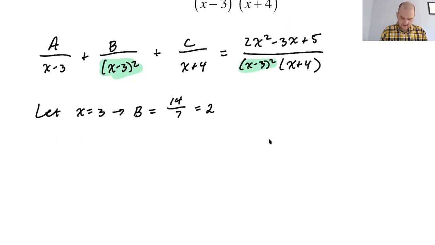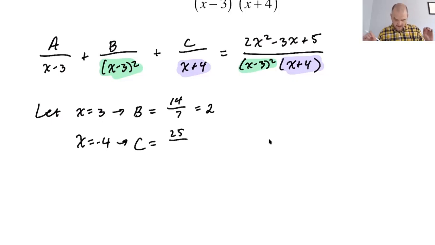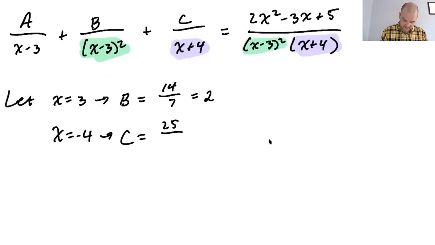We can also use the cover-up method to solve for c. Let's let x equal -4, and we'll know what c is. So we go over here and cover up this. Every x that we see is -4: 2 times 16 is 32, minus 12 is 20, plus 5 is 25, over -4 minus 3, which is -7, squared is 49.